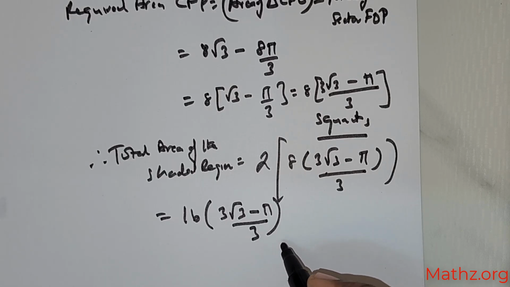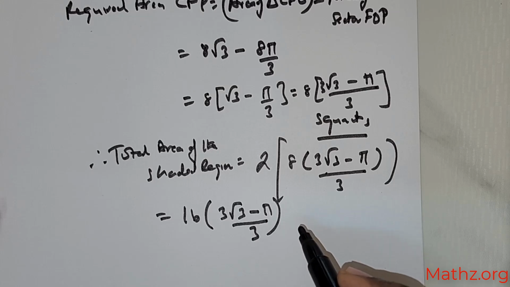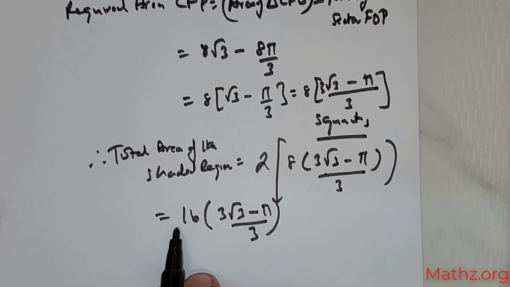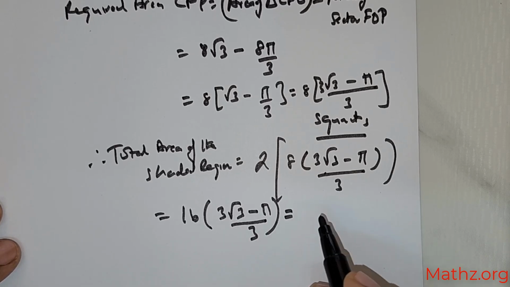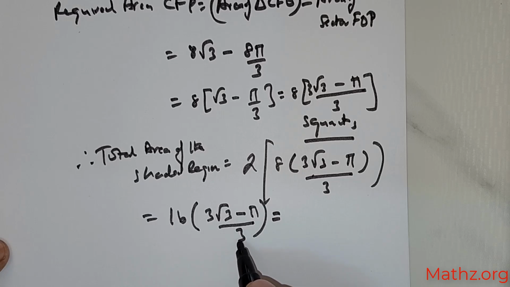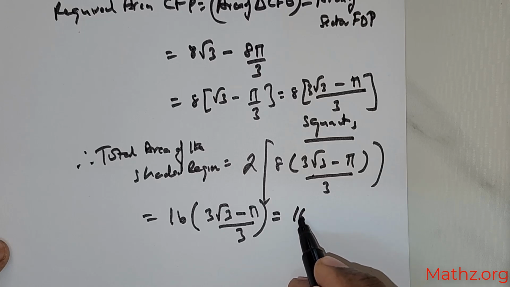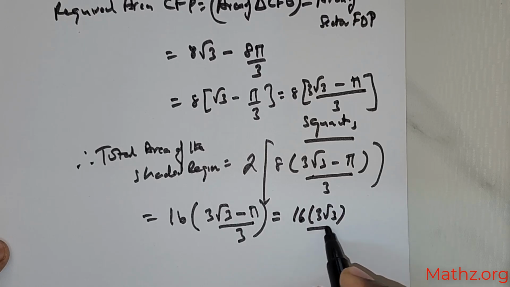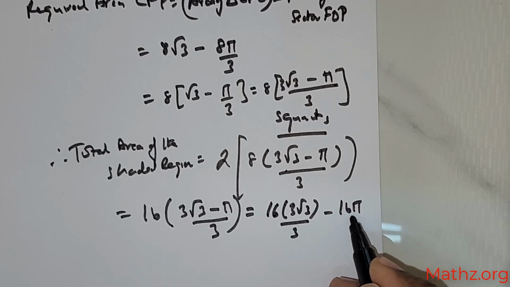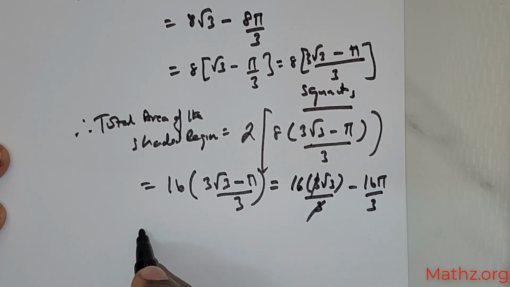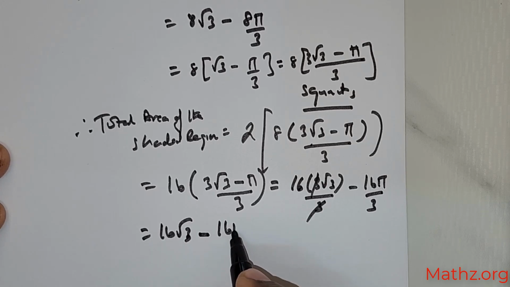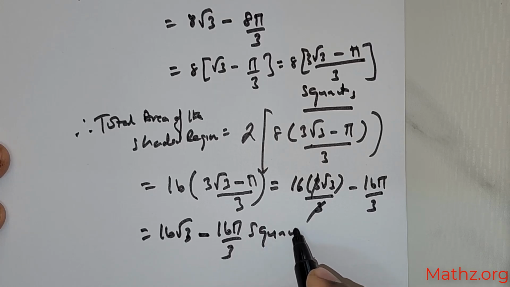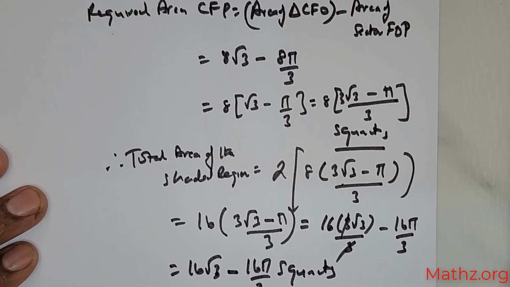If you want, you can settle it like this, or you can actually distribute this inside. You can bring the 16 inside. So if you were to bring the 16 inside and distribute this denominator 3, then it will be 16 times 3 into root 3 divided by 3, negative 16 times pi over 3. 3 gets cancelled, giving you 16 times the root of 3, negative 16 pi over 3 square units. So that will be the complete solution for this question.